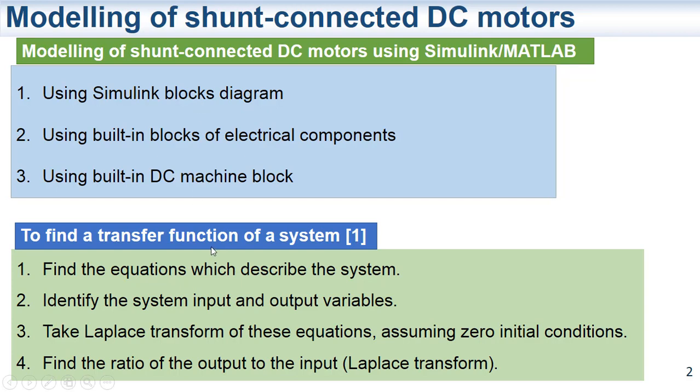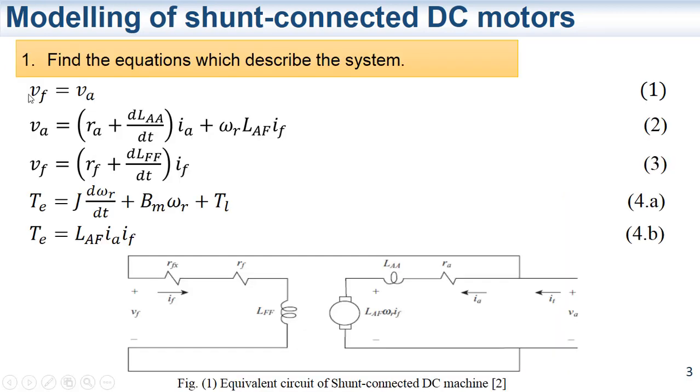Now, in order to find the transfer function of the machine, we follow the same four steps presented in the previous lecture. First, find the equations which describe the machine, identify the input and output variables, and then take the Laplace transform of those equations. The transfer function of that system would be the ratio of the output to the input. Since the field windings are connected in parallel to the armature winding, the field voltage equals the armature voltage, as shown in figure 1.